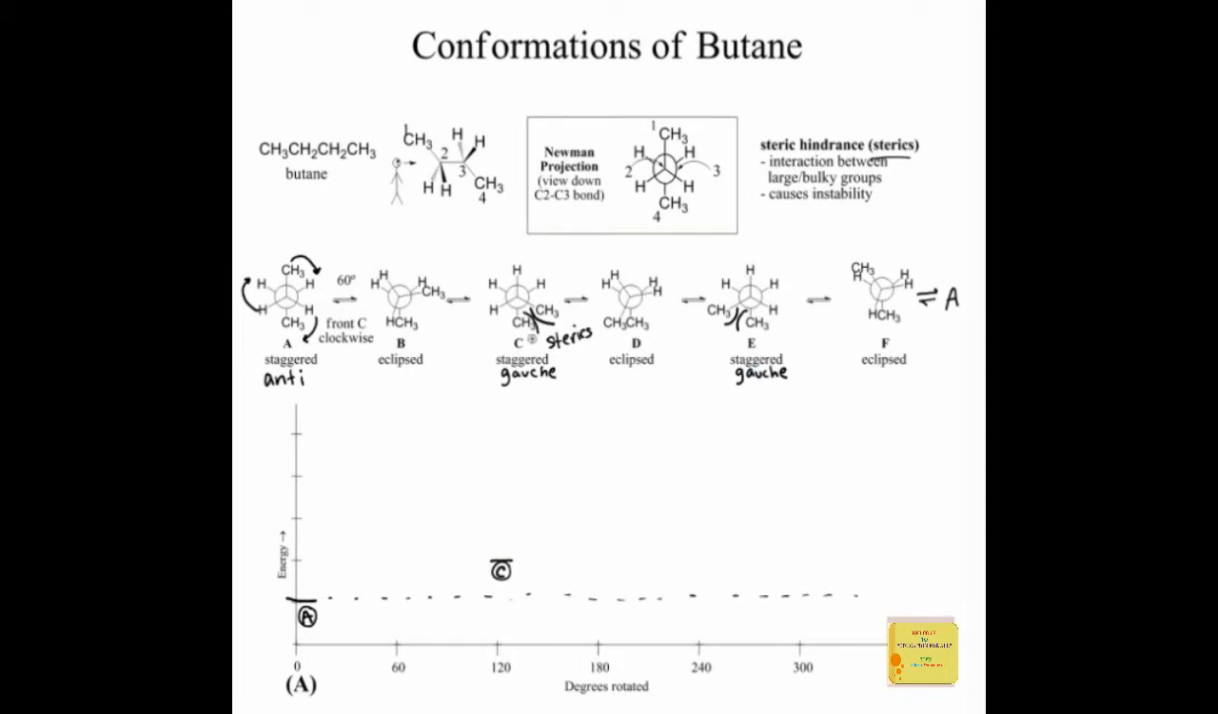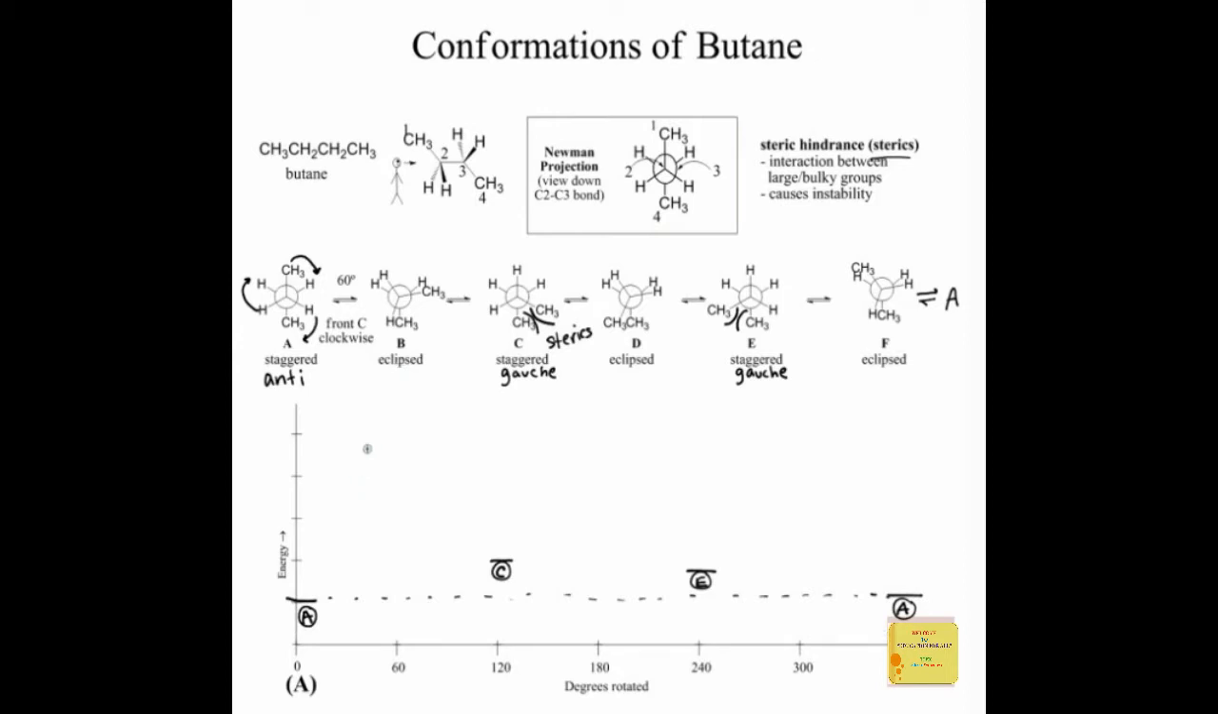And E has the same exact gauche interaction that C does, so E is going to be at the same energy as C. And then when we go 360 degrees, we come all the way back to A. That's full circle. Now let's compare our eclipsed conformations.